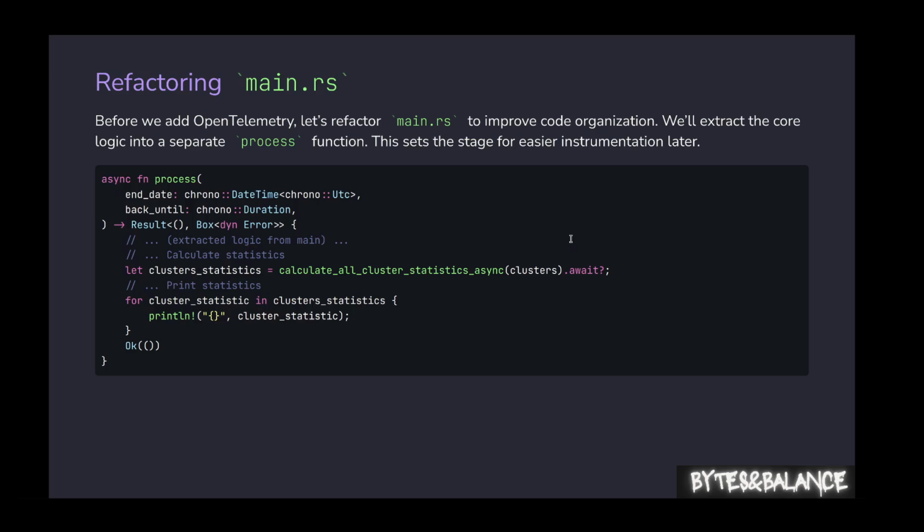This function contains the core logic that was previously inside the main function. It takes end date and back until, the arguments of the function, which determine the time range for the data to be fetched. And it performs the following tasks: fetch the earthquake data from the USGS API, combine results into a unified data structure, cluster the earthquake events, calculate statistics for each cluster, and then print the results.